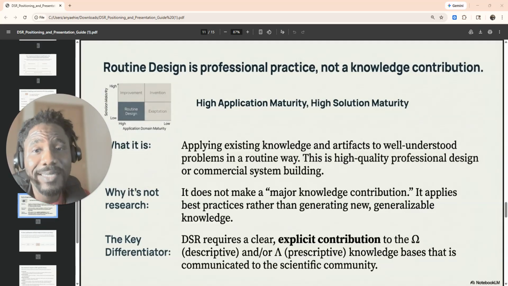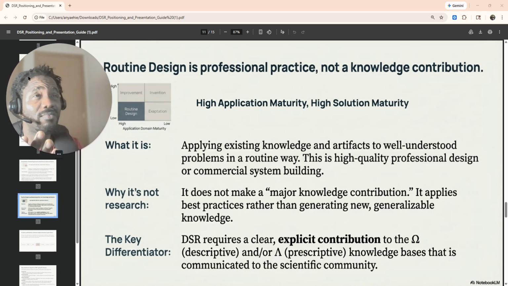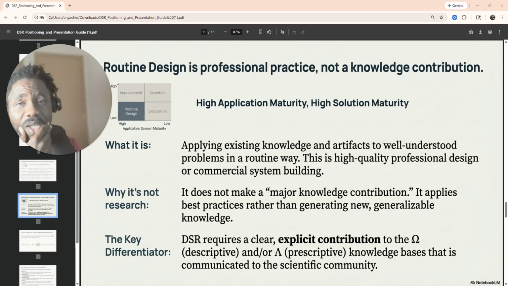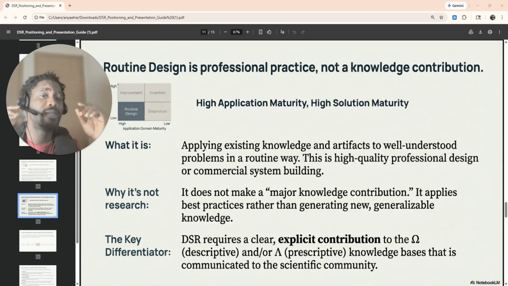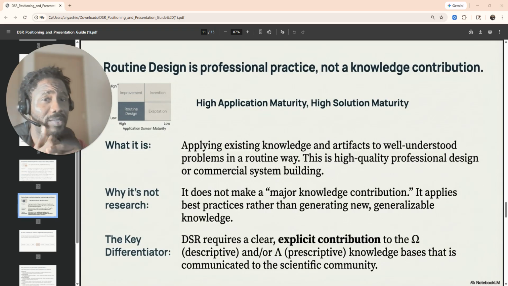Then the routine design. Finally, we have the danger zone. If your contribution falls here, you're really not making any contribution. So here we have a danger zone, the routine design. This is where the problem is known and the solution is known. If you're just applying best practice to build a standard website or system, this is just professional work. It's not research. It doesn't generate new knowledge.